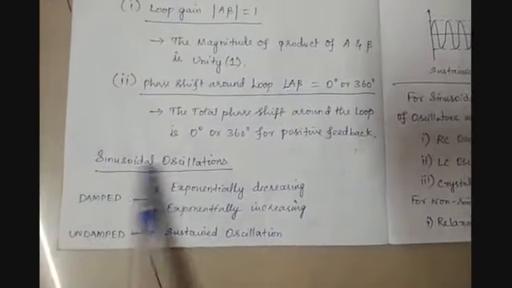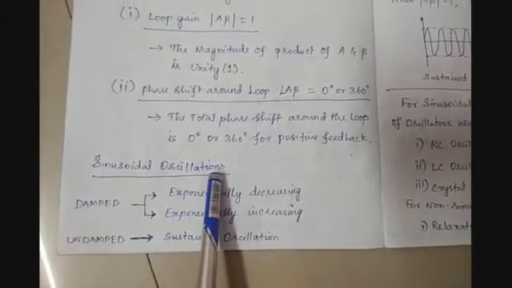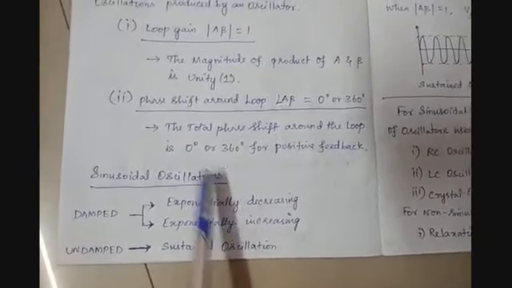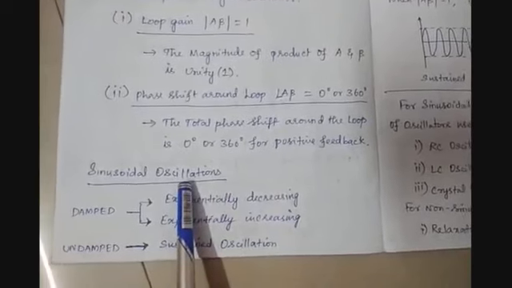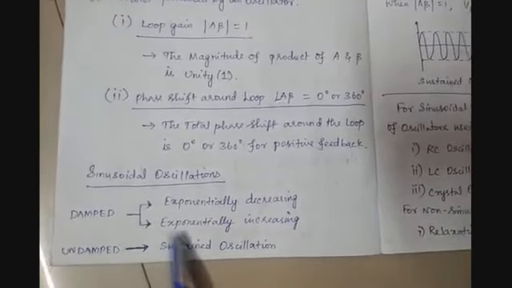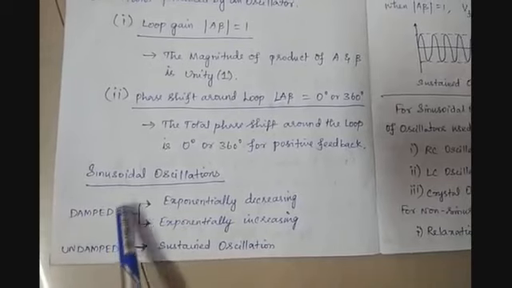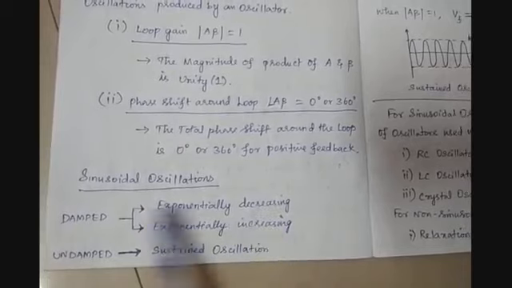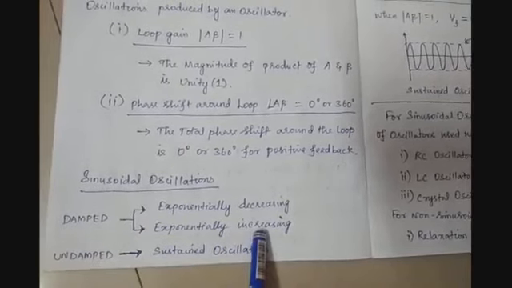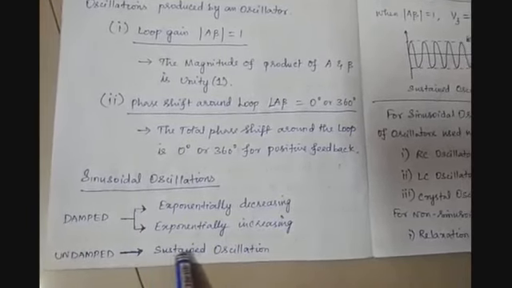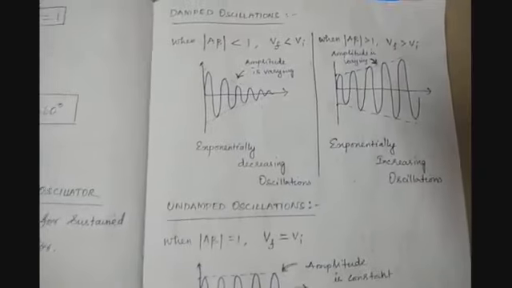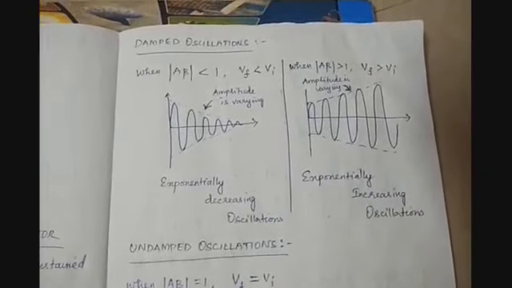Oscillators are used for sinusoidal as well as for non-sinusoidal oscillations. Here we have taken only sinusoidal oscillations. There are mainly two types, damped and undamped. Damped oscillations are exponentially decreasing or exponentially increasing, and undamped oscillations are sustained oscillations. Just now we said sustained oscillations; we'll see how we get this kind of oscillation.